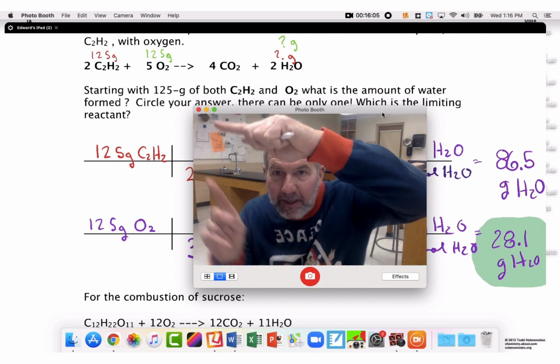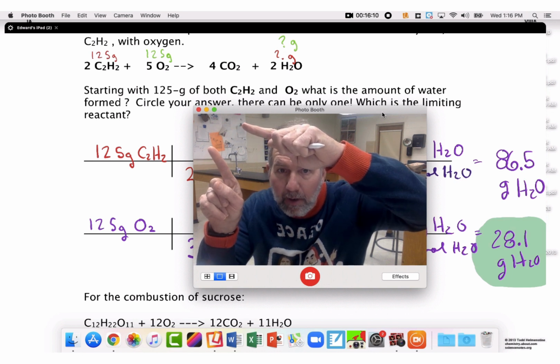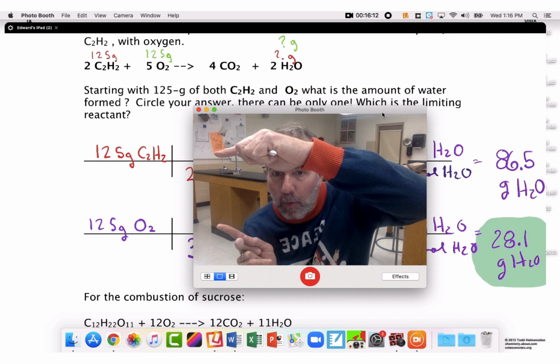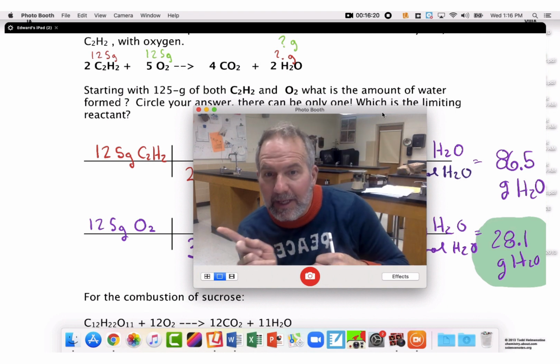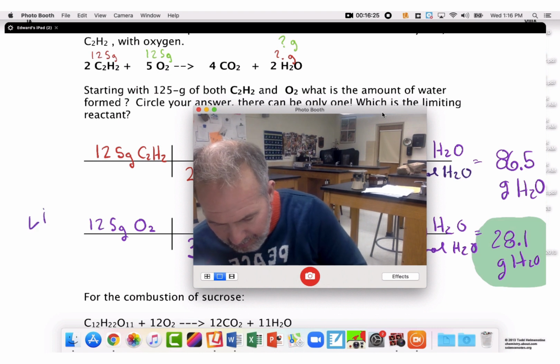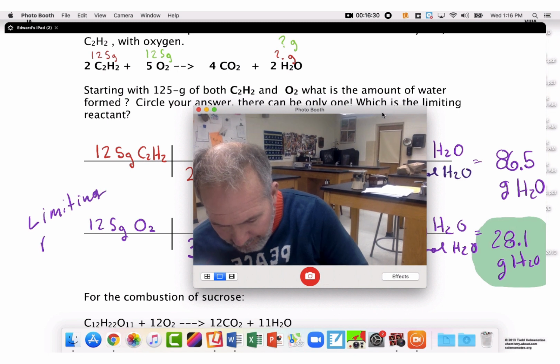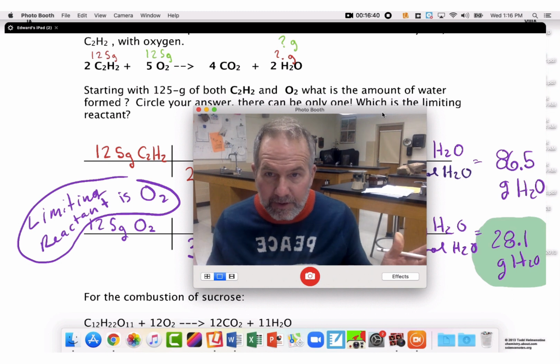These are the reactants, right? They're right up there. They're reactants because they're on the left side of that arrow, right? So one of the reactants limited the reaction. It stopped it. That is called the limiting reactant. So we're going to call oxygen the limiting reactant. All right, the limiting reactant is O2. It ran out first.